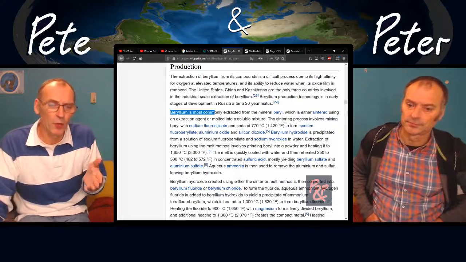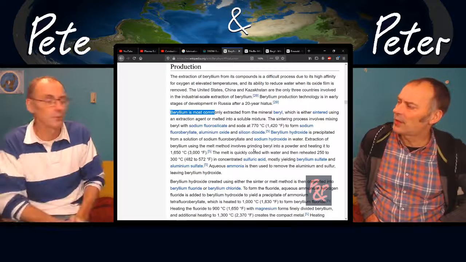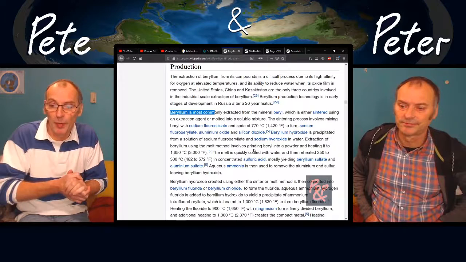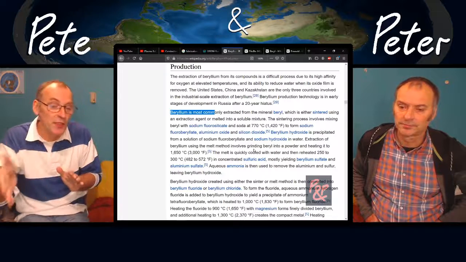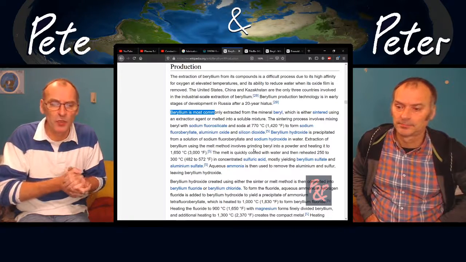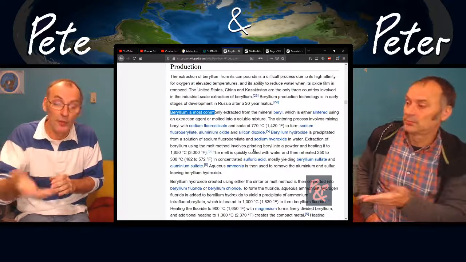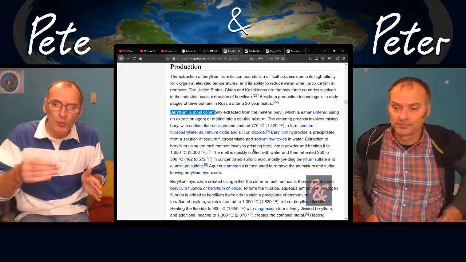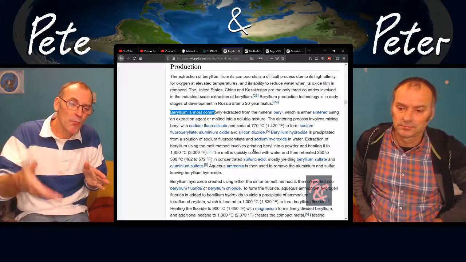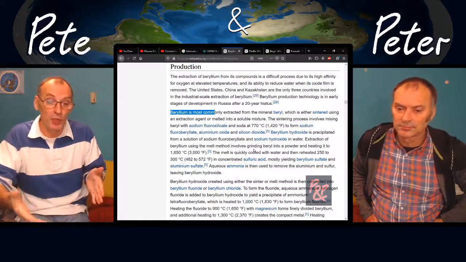Extraction of beryllium using the melt method involves grinding beryl into a powder, like your emerald. But they do that on both processes. Yeah, absolutely, of course. Grinding it into a powder and heating it to 1650 degrees centigrade. The melt is quickly cooled with water and then reheated to 250, 300 degrees centigrade in concentrated sulfuric acid. Oh, another source of oxygen, absolutely. Mostly yielding beryllium sulfate and aluminium sulfate. The aqueous ammonia is then added to remove the aluminium and sulfur, leaving beryllium hydroxide.